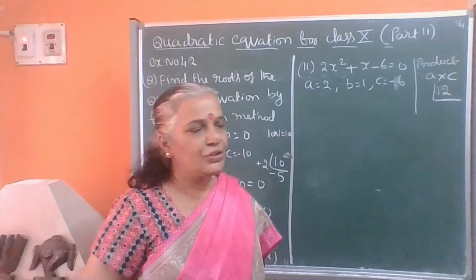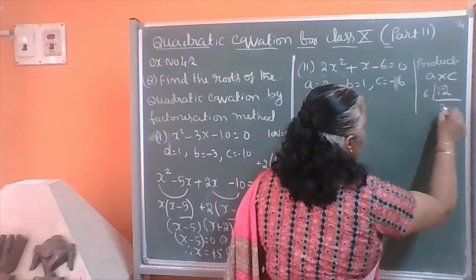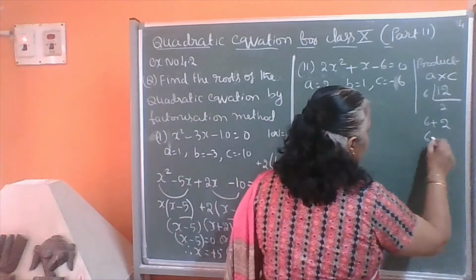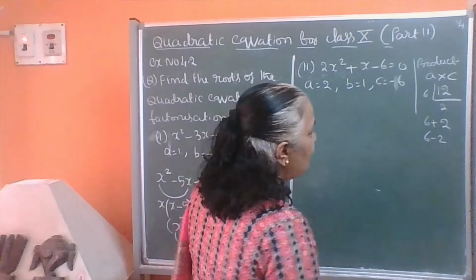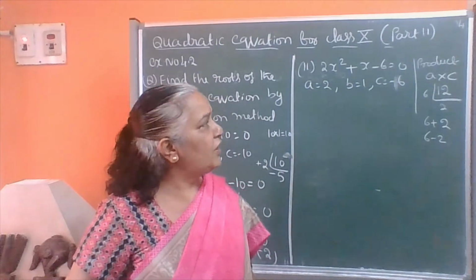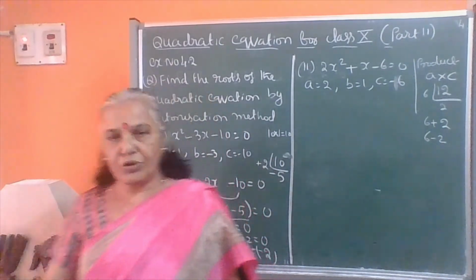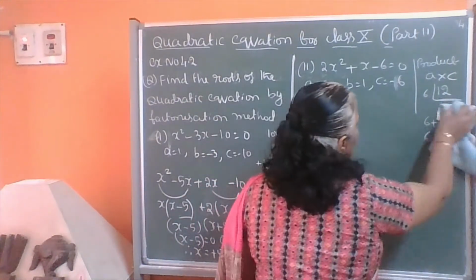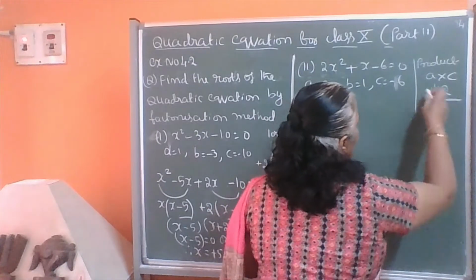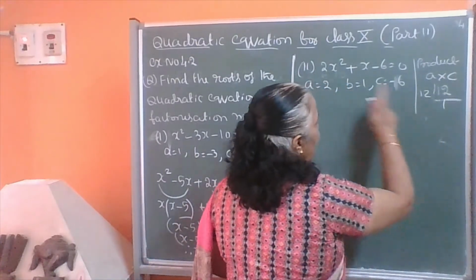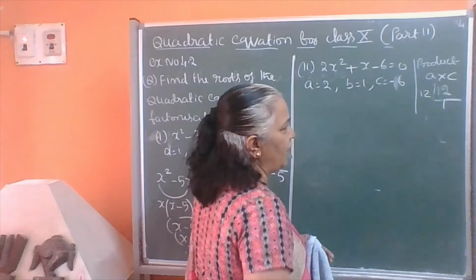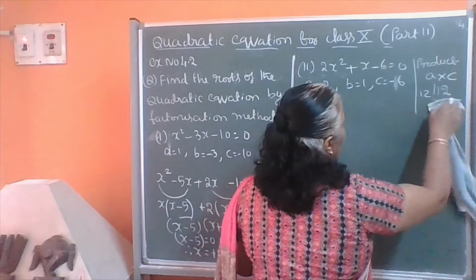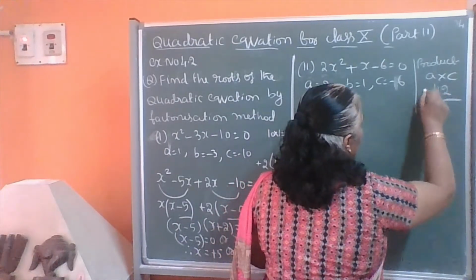See, you cannot write 6 2s are. If you write 6 2s are, 6 plus 2, you will not get the middle term. And 6 minus 2 also, you will not get the middle term. Therefore, you cannot take 6 and 2. Therefore, you have to take some other factor. See, if you take 12 ones are 12, 12 plus 1 is 13, there is no 13. 12 minus 1 is 11, there is no 11. Therefore, the factors of 12 are 4 and 3.